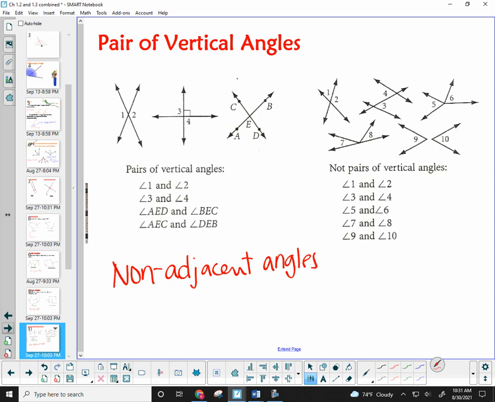So look up at angles 1 and 2. Do they guess this? Everybody's afraid to say it. Vertical angles are congruent. Vertical angles have the same measure. E for effort. Vertical angles are congruent. You're gonna use that a little bit in your homework tonight. Okay, so vertical angles, they are congruent.